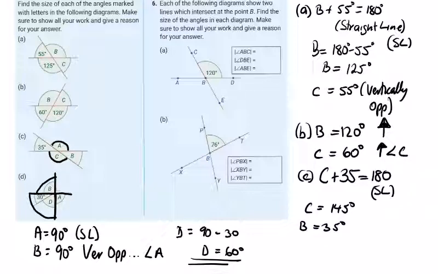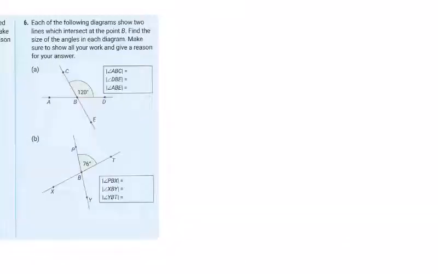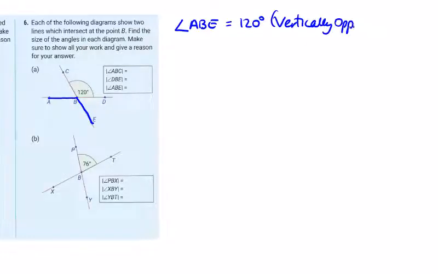In question 6 here, each of the following diagrams shows two lines which intersect at the point B. You can see the point B here, the two lines intersect. Find the size of the angles in each diagram. Make sure to show all your work and give a reason for your answer. So let's use letters this time. So let's go A, B, E, the angle ABE. Just check the middle letter, B, you can see it is. That's equal to 120 degrees. Why? Because it is vertically opposite the 120.